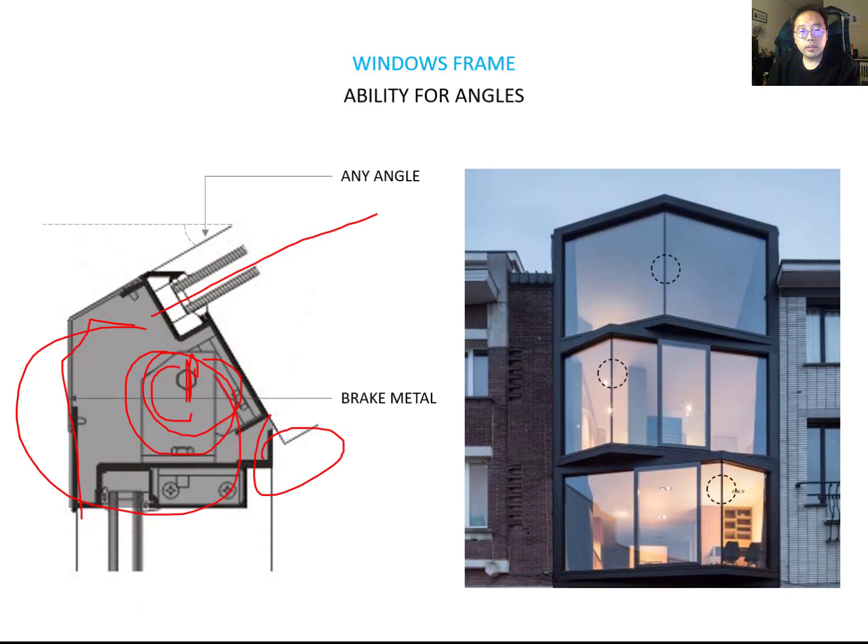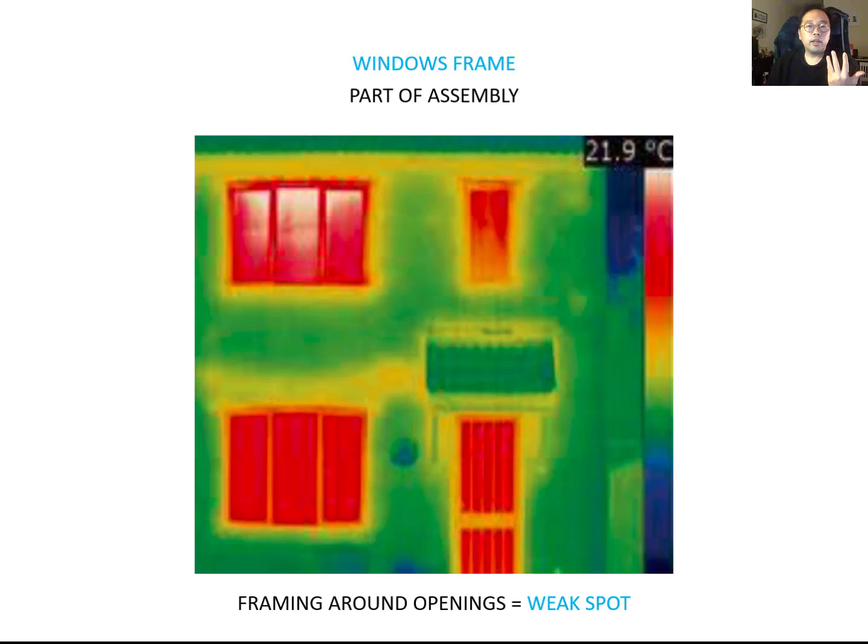Now we talk about the window frame. It is the weakest point for water and wind penetration between the outside and inside. You can see the diagram. The red zone means you're losing lots of heat energy through this opening. So in this region, you have to be very careful to design the building envelope to protect against losing heat through the opening. You can say the framing around the opening is a weak point.